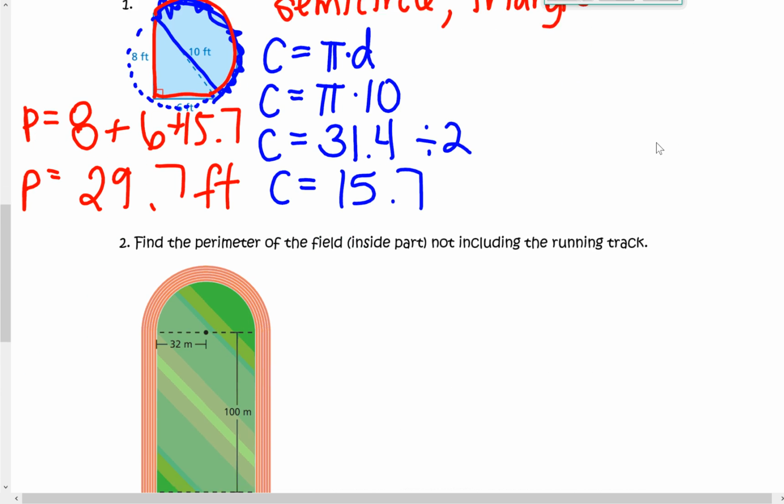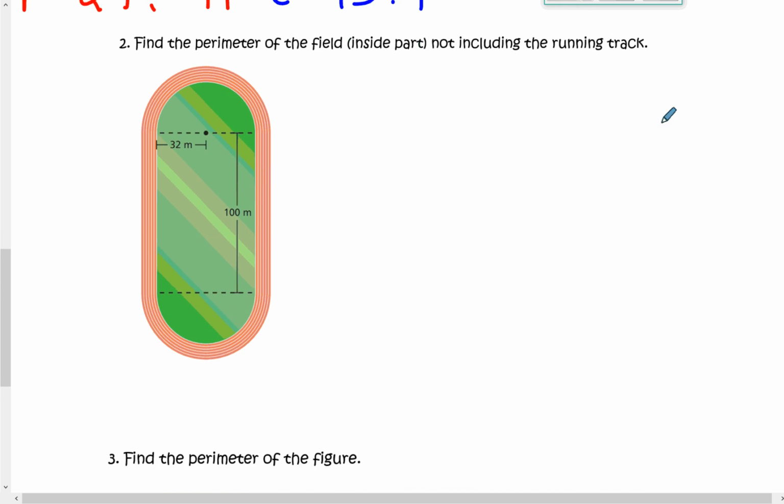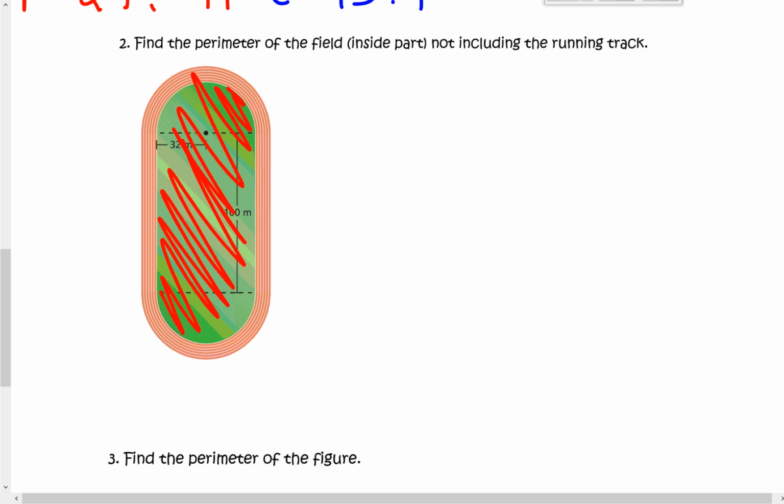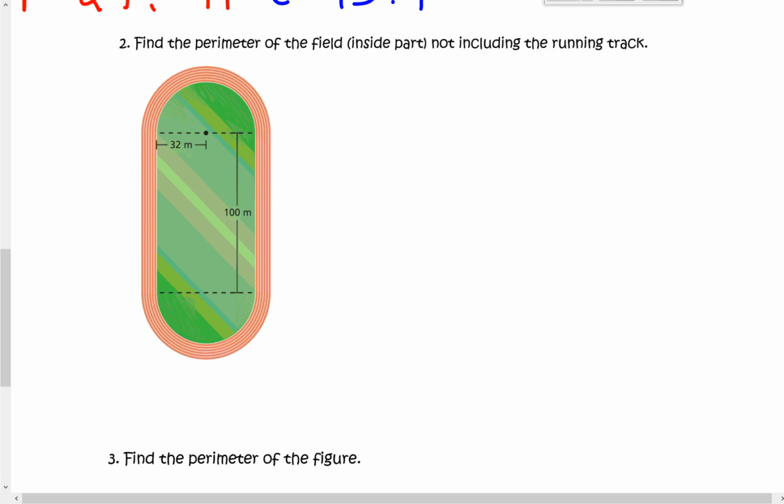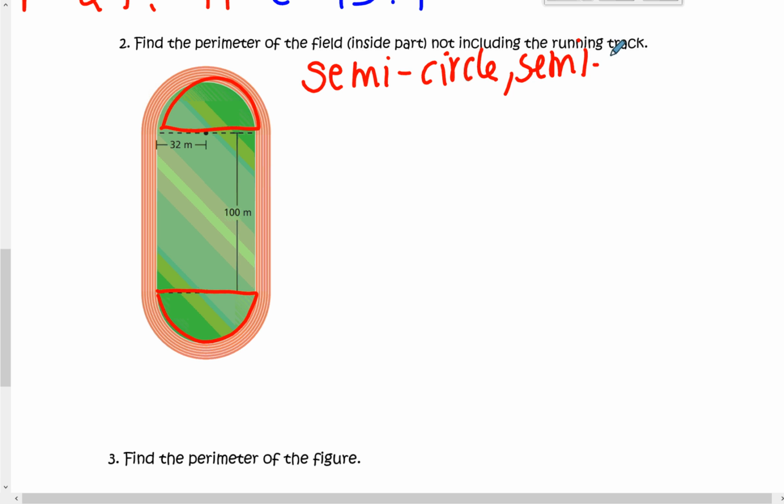Let's move on to example 2. Example 2 wants you to find the perimeter of the field, which is this inside part. Don't do this on your picture, but I'm just going to show you what we're talking about. We want to find the perimeter of just this inside part in here. So we're going to start by identifying the shapes that we see in this picture. Well, right here I see a semicircle. Right here I see a semicircle. And right here I see a rectangle.